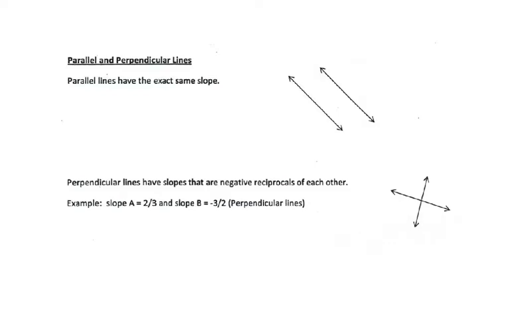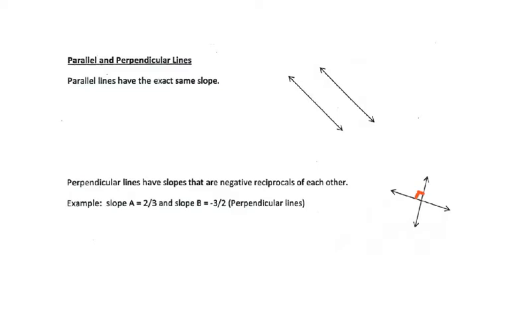Finally, just a brief introduction to parallel and perpendicular lines. You probably talked about them briefly in geometry, but we are going to be using information about parallel and perpendicular lines to write equations of new lines here in about 2 lessons. Parallel lines have the same slope. They are going in the same direction. They will never cross each other. That's what parallel means. And then perpendicular lines, they cross at exactly 90 degrees.